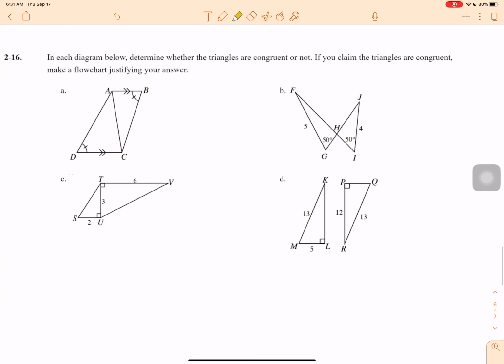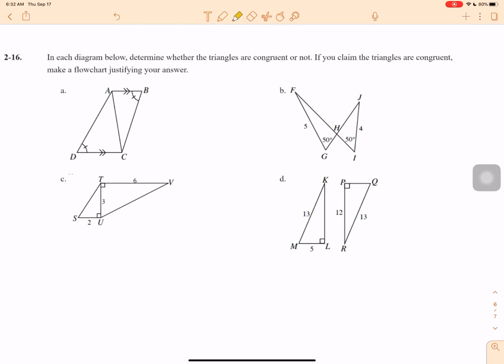For this one it says, in each diagram below, determine whether the triangles are congruent or not. I would really like you to pause this and try to do it on your own first. You will learn so much more if you try it on your own and learn from mistakes, or see if you can figure it all out correctly, than you will just copying down what I'm doing. Fingers crossed you pause the video and try it out for yourself.